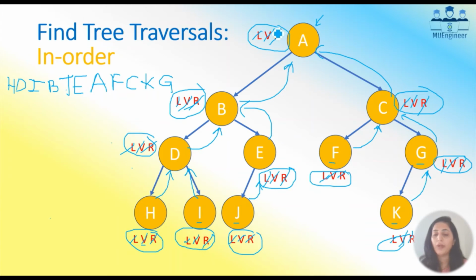So we will stop here because we have reached the root node and we are done with all the operations. Now we can see the sequence in which we have read the values is the Inorder Traversal sequence for the given diagram. That is H, D, I, B, J, E, F, C, K, G. So this is the final answer for Inorder Traversal sequence.